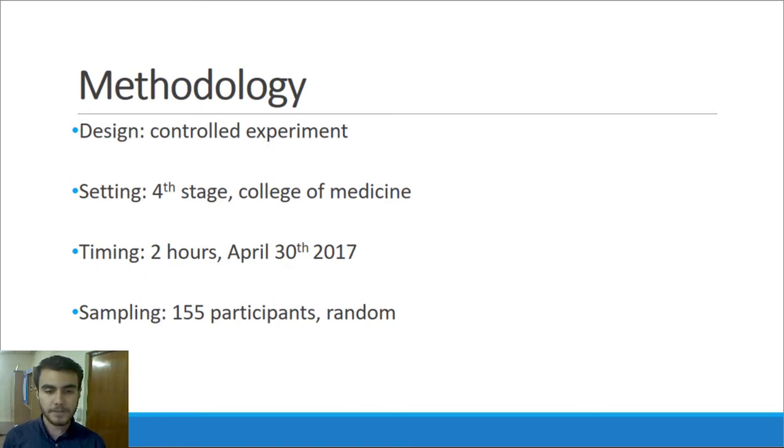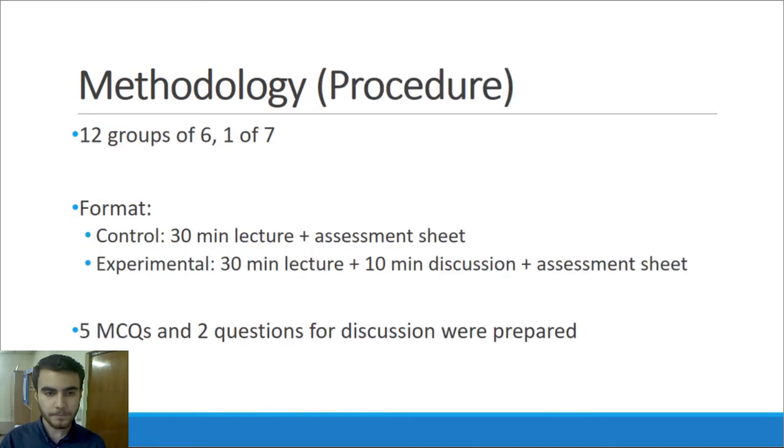How we sampled the participants: we had 155 participants, and we randomly assigned these participants to 2 classes, one being the control group and the other being the experimental group. I'm going to show you the picture next. So how we divided the participants was that we had 12 groups of 6 students and 1 group of 7 students. These were discussion peers. So after they underwent the lecture, they had a discussion with each other.